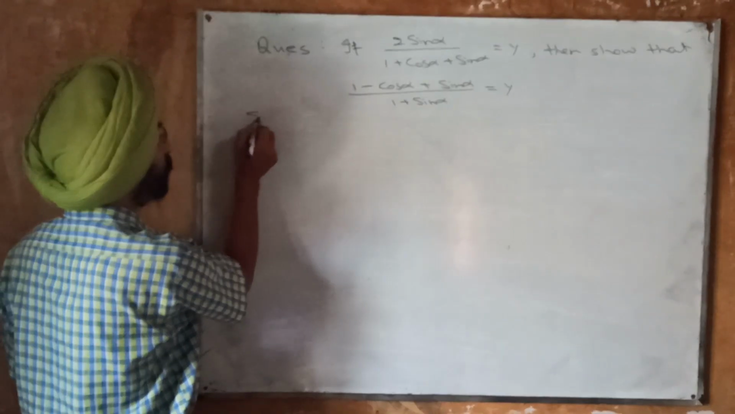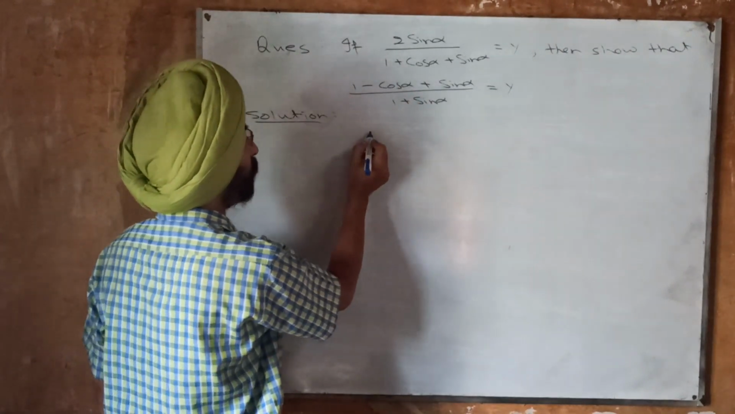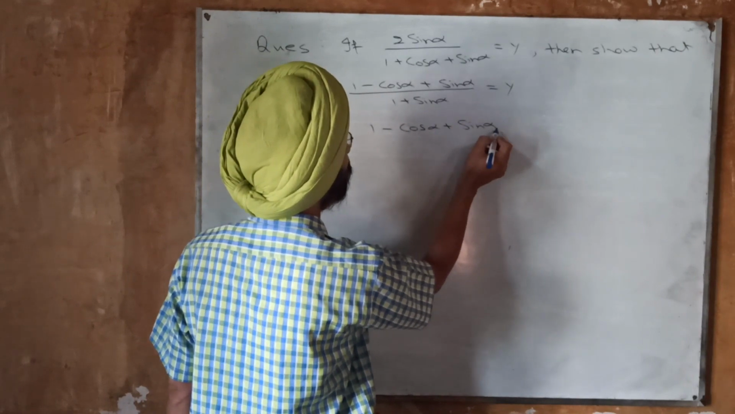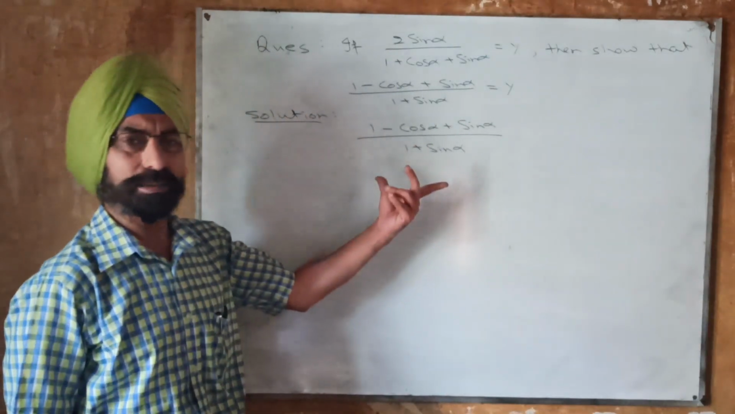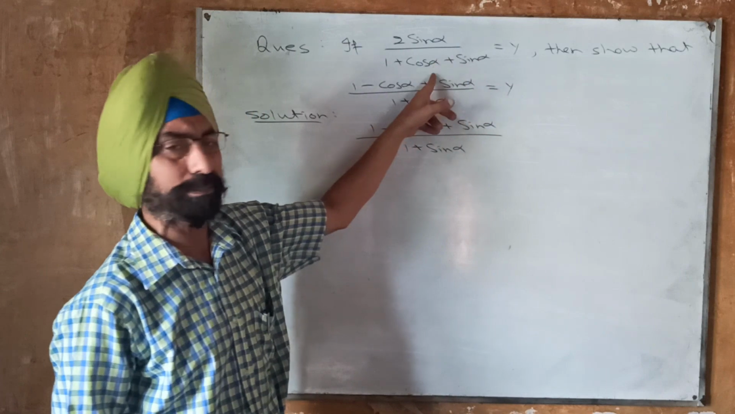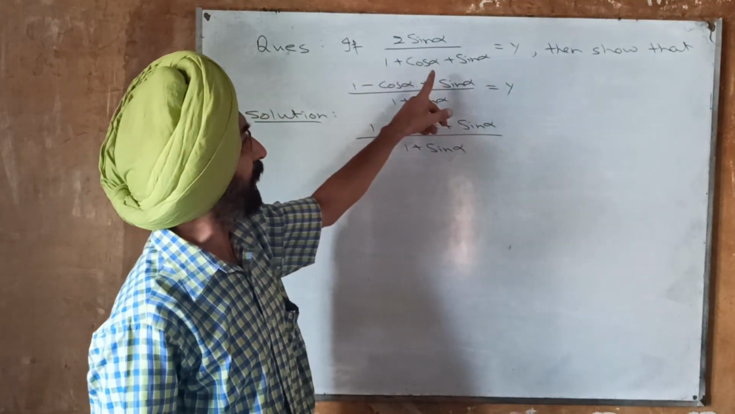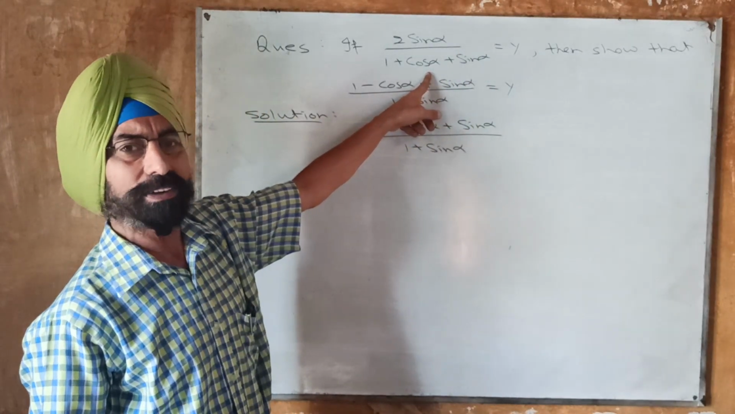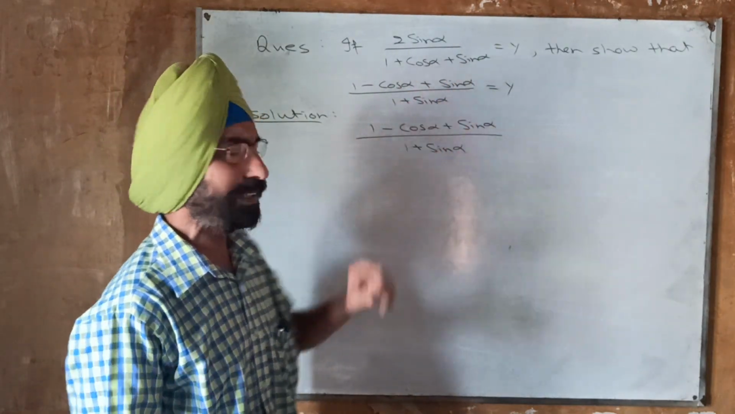So in the solution, I'll start with the required result. It is 1 minus cos alpha plus sin alpha divided by 1 plus sin alpha. This term is given to us, and what we want to prove is that this is equal to y. Y means this term. If I want this equal to y, then what I need in the denominator is 1 plus cos alpha plus sin alpha. So what I will do, I will multiply and divide this term by 1 plus cos alpha plus sin alpha.